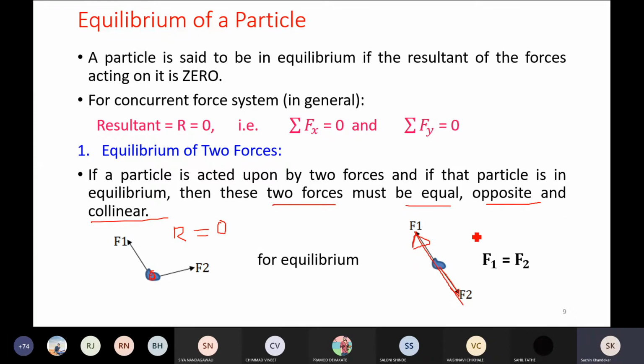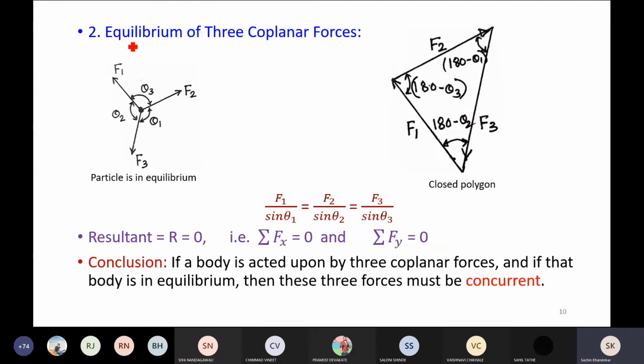Okay, right? Same line of action. That is what is called a collinear force system. So in short, here F1 is equal to F2, correct? Also, we have discussed the equilibrium of three coplanar forces. Suppose this is the point O, which is acted upon by these three forces F1, F2, F3, right? I'm just revising, we already know this fact.